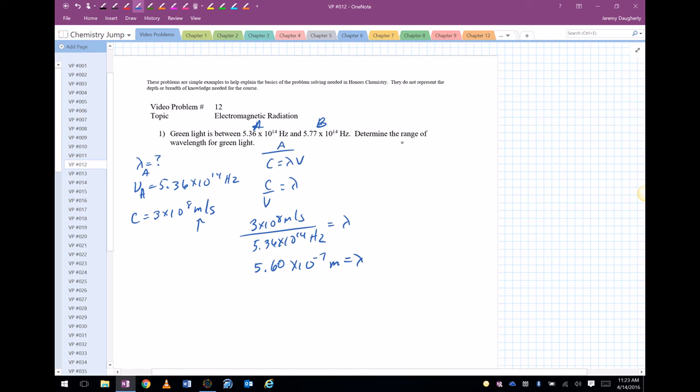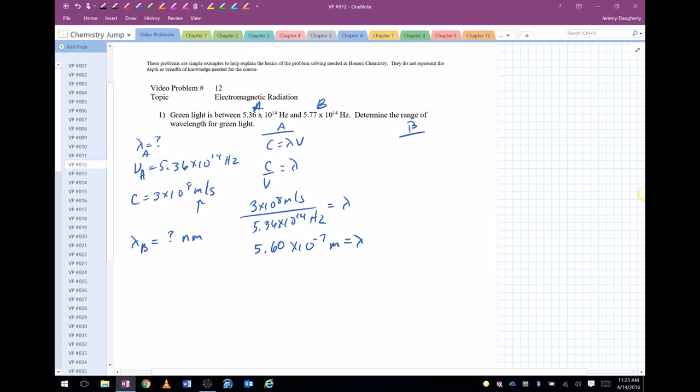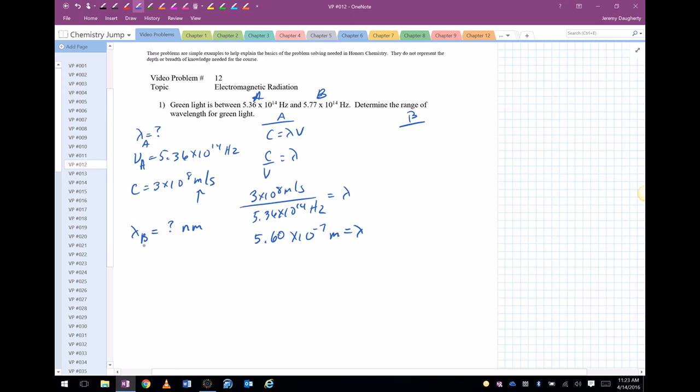So there's that one. Let's look at B though. And we're going to do this one slightly different for B. It's wavelength of B. We're going to get this one in nanometers, just because sometimes people ask you to do that. And the frequency of B is 5.77 times 10 to the 14th hertz. C this time is 3 times 10 to the 17th nanometers per second. You know, it's the same value, just different units.